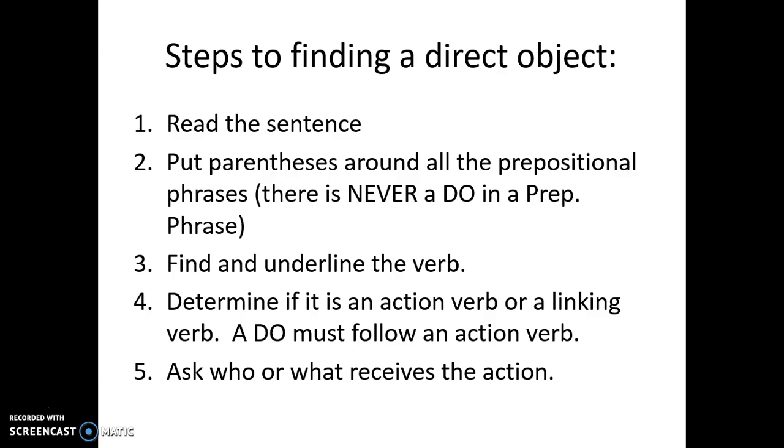Now you need to write these 5 steps on the bottom half of your flap underneath direct object, because there are 5 steps to finding a direct object. Number 1, read the sentence. Number 2, put parentheses around all the prepositional phrases. There is never a direct object in a prepositional phrase. Number 3, find and underline the verb. It's all about that verb. Number 4, determine if it is an action verb or a linking verb. If it is an action verb, you might have a direct object. If it is a linking verb, you will not. You might have a PA or a PN. And then if you do have an action verb, ask who or what receives the action.